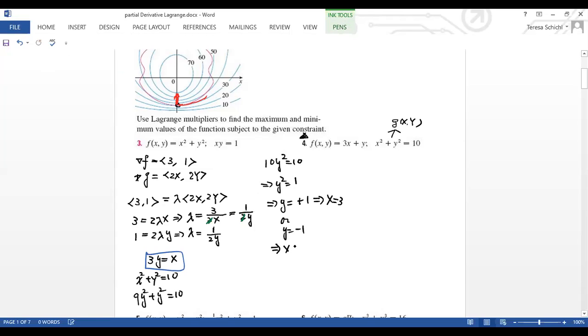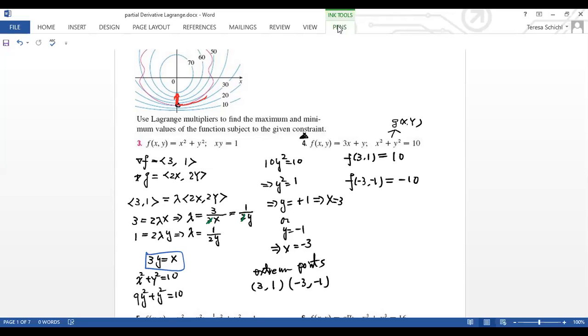X equal to what? Negative 3, right? So I know by the Lagrange, the extreme points are going to be at what here? 3, 1, or negative 3, negative 1. Now I plug in f of 3, 1. So f of 3, 1, so it's 10, right? And then f of negative 3, negative 1, so it's negative 9, so it's negative 10.